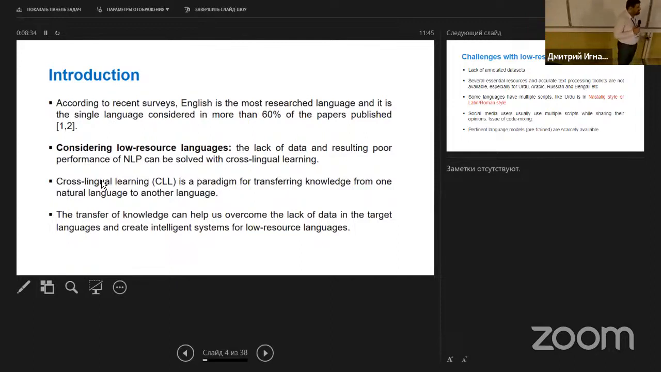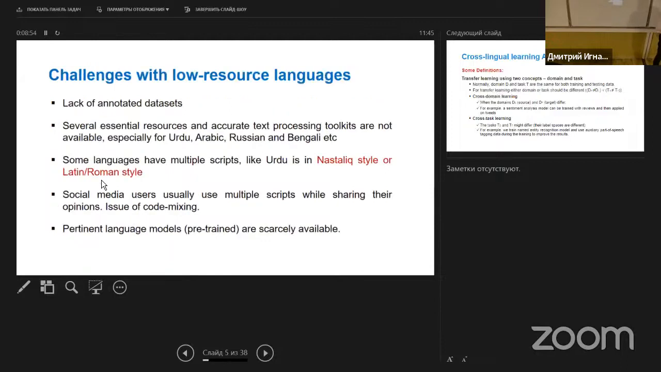And what is being transferred? The transfer of knowledge basically helps us, especially with the lack of annotated datasets. And it also enables researchers to create intelligent systems for under-resourced languages. Okay, here I listed some common challenges with under-resourced languages. First of all, as I already described, it is the lack of annotated datasets. That is the basic, or you can say the first challenge.